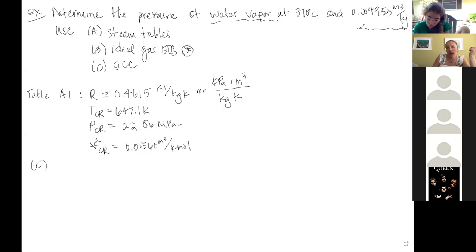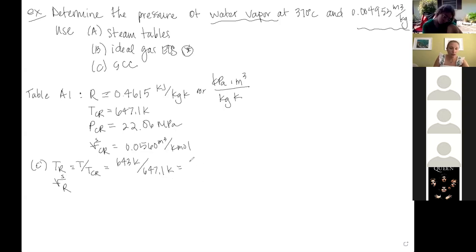And the one that we're given here is specific volume. So we're going to use temperature reduced and our pseudo reduced specific volume. Our temperature reduced is easy. It's just our temperature over our critical temperature. Our temperature here is 370 plus 273 to convert it to Kelvin, which is 643 Kelvin. And our critical temperature is 647.1 Kelvin. So our temperature reduced is 0.994.